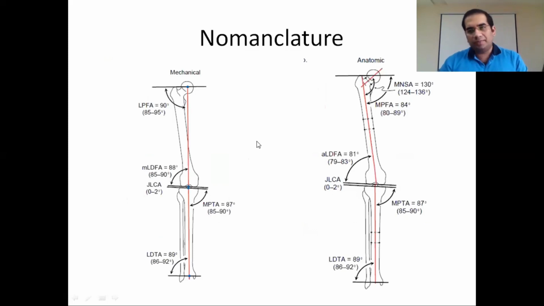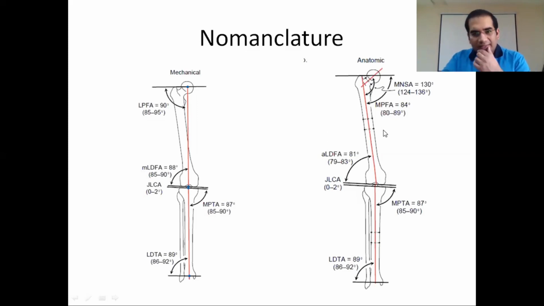The nomenclature, as I told you earlier, when discussing the mechanical axis, we take everything lateral in femur. We take the lateral proximal femoral angle. The population mean is 90 degrees, range is from 85 to 95 degrees. The mechanical lateral distal femoral angle is 88 degrees. The range is 85 to 90 degrees.